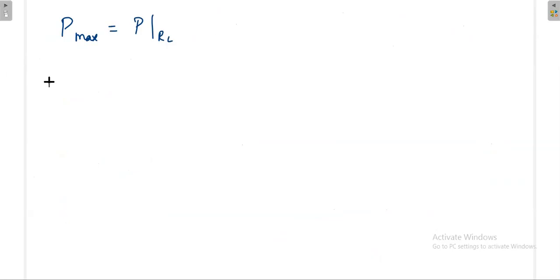I am having the power equation. So if I simply differentiate that power equation, first I'll write it. What is that power equation? P is equal to Vs square divided by (Rs plus RL) whole square, into RL. This is my power equation.